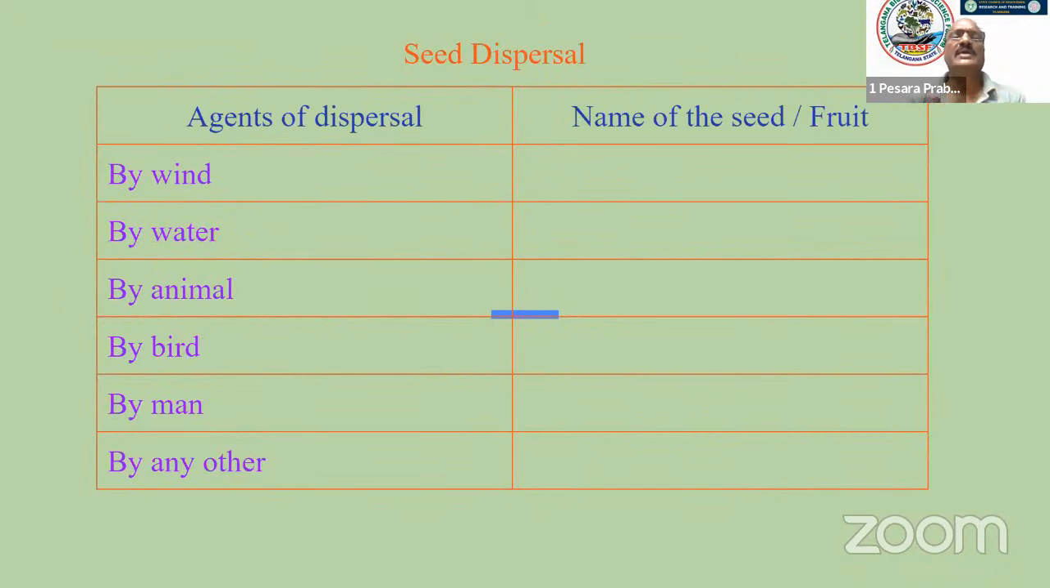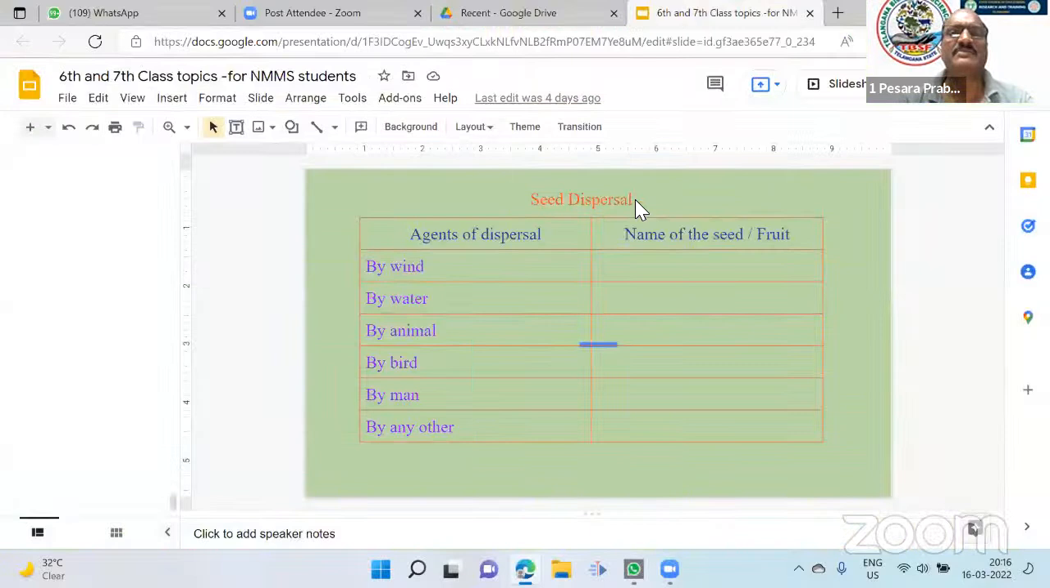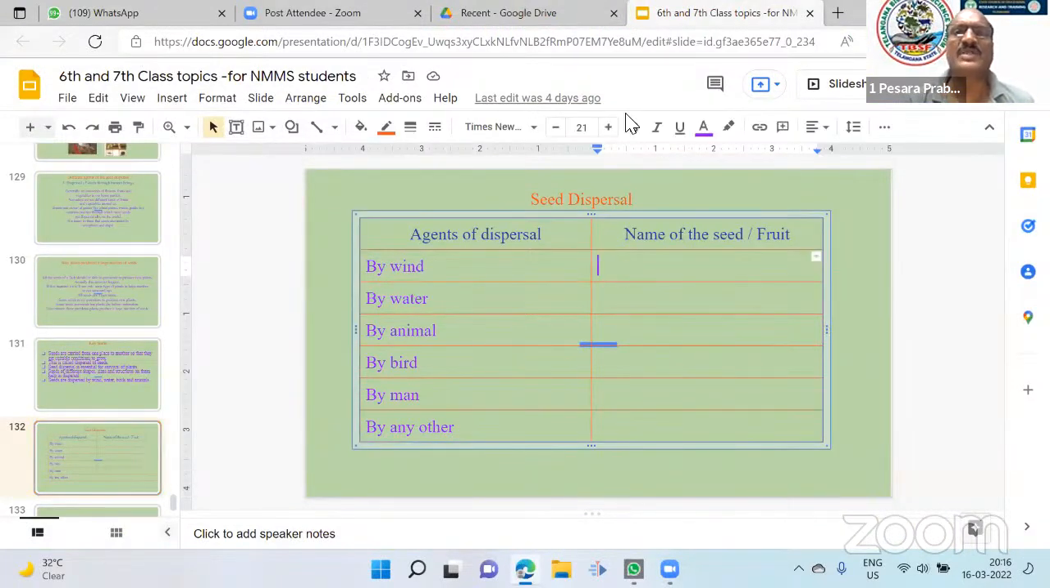Okay. Now, let us discuss agents of dispersal. Some by wind. Imagine, anyone come onto the chart and tell me what type of seeds may be dispersed through wind. Wind. Which seeds are dispersed through wind? Yeah, calotropis, grass, yeah, jilledu, yeah, very good.